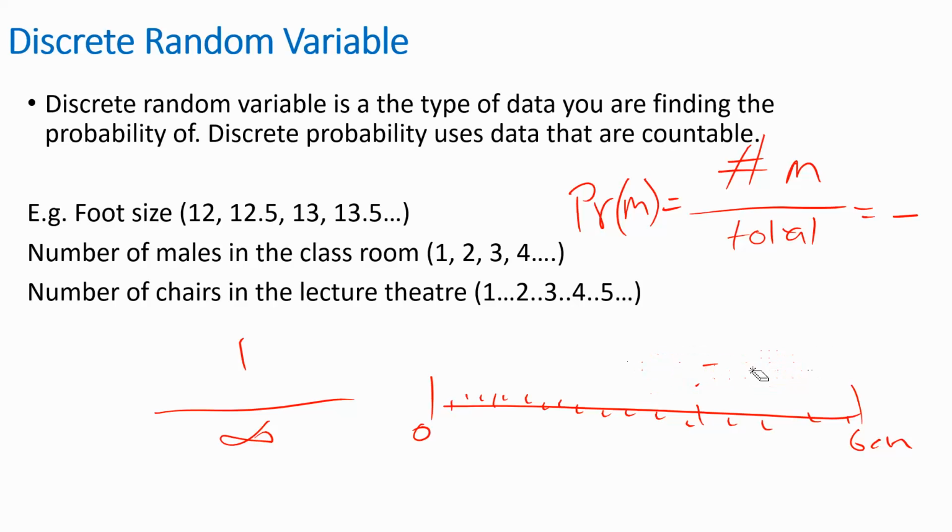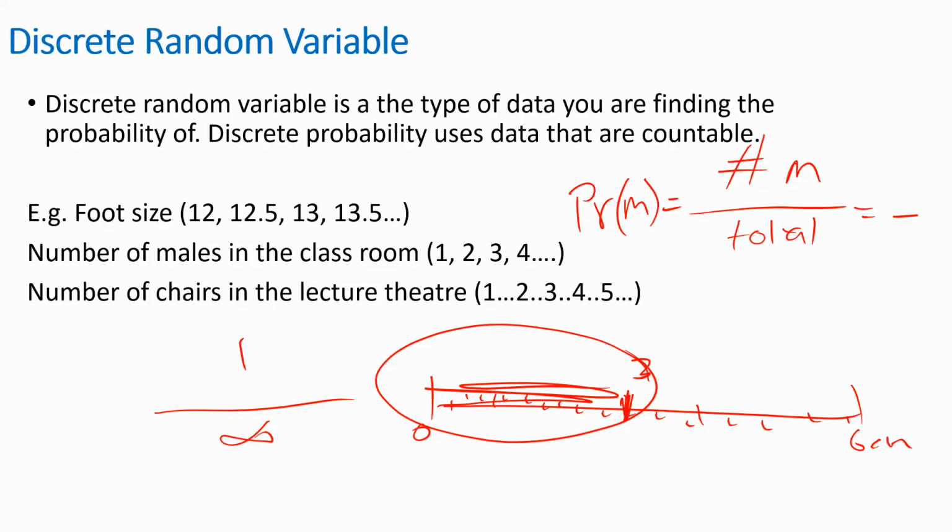Well, if I had told you to find out the probability, what's the chance of you cutting anywhere between 0 to 3 centimeters, you could tell me. You would say that's 50%. But how did you know it was 50%? Because you took a region. That's why in continuous probability, you will be dealing with area.